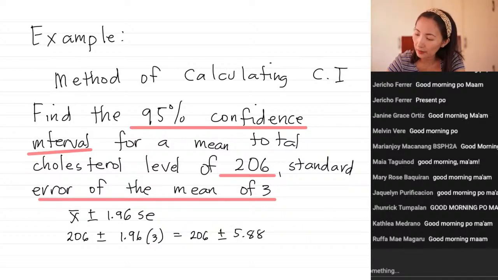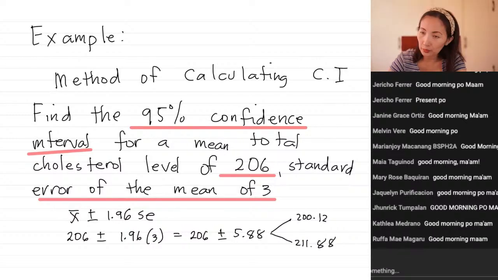The lower limit will be 200.12, and the upper limit will be 211.88. So we round off to the nearest hundredths. So the 95% confidence interval is from 200.12 to 211.88.